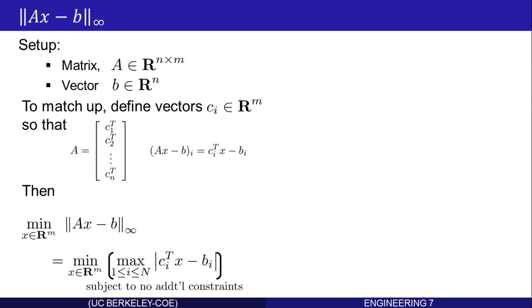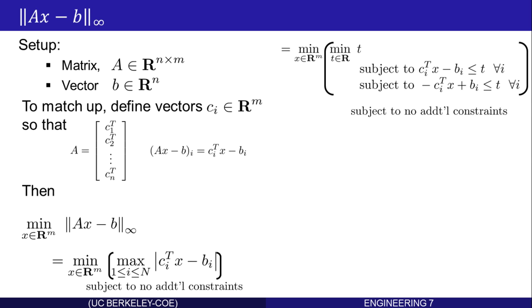From the previous unit, we know how to deal with the maximization of the absolute value of a collection of numbers. We introduce another variable t and do a minimization over that variable, subject to the constraint that t is larger than the number as well as larger than its negative. This is exactly the step we did before. For every value of x, the 2 bracketed expressions are exactly the same. Outside, there's a minimization over x, and in this case, no additional constraints.